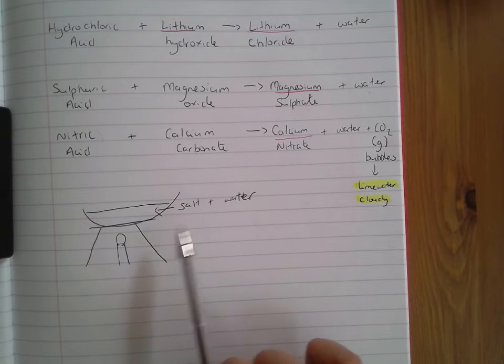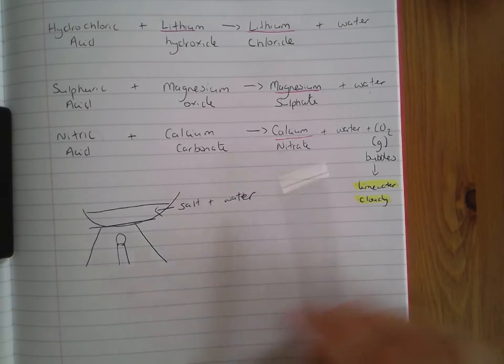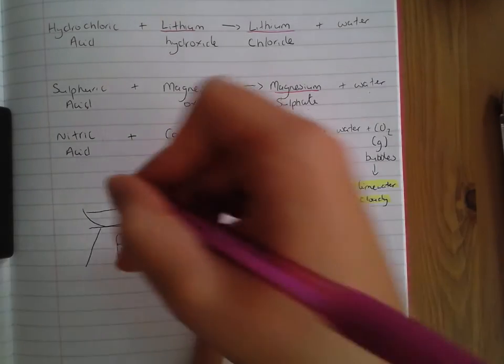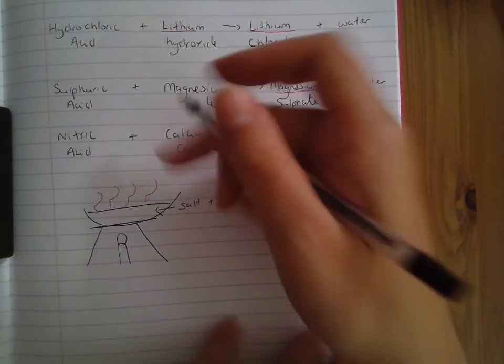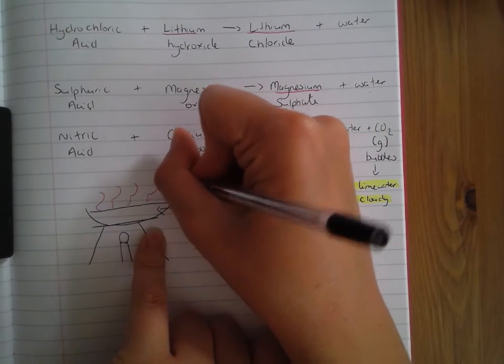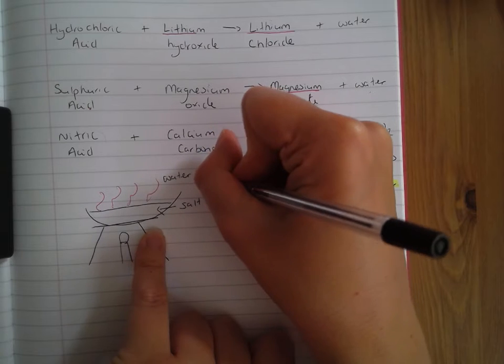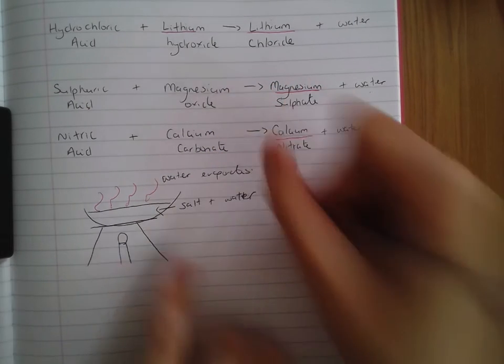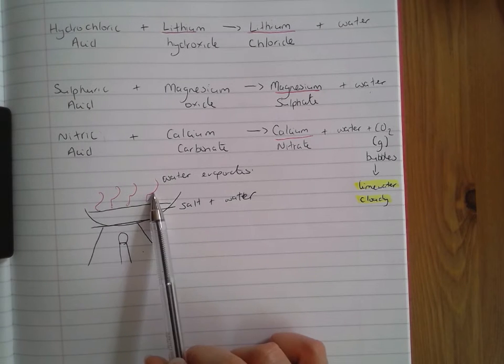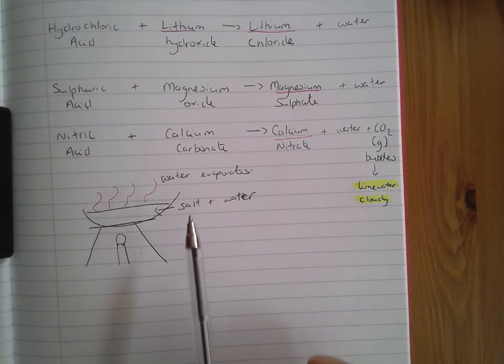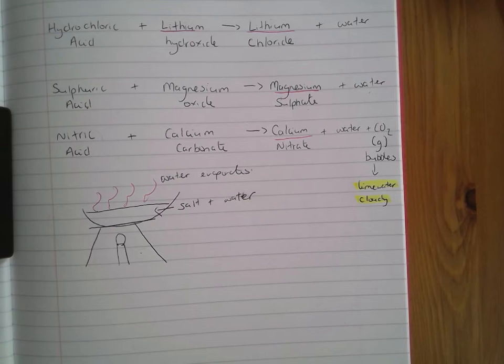I'm going to heat my salt and water. That is going to cause all of my water to evaporate. And because my water will evaporate, I will be left with my salts. So how do you separate salt and water? You heat the salt and water, that water will evaporate, and you are just left with your salts. You don't want to heat too quickly because you want to form nice big salt crystals, and then you will leave those salt crystals to dry.